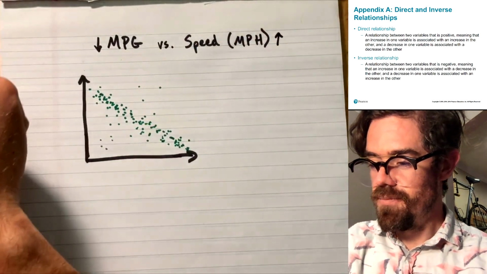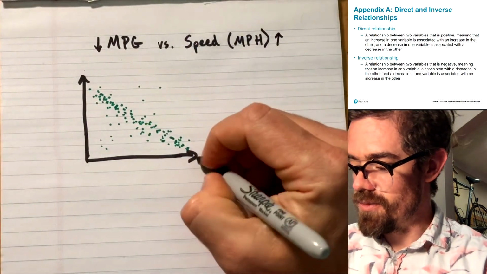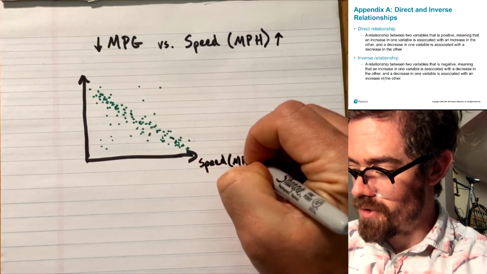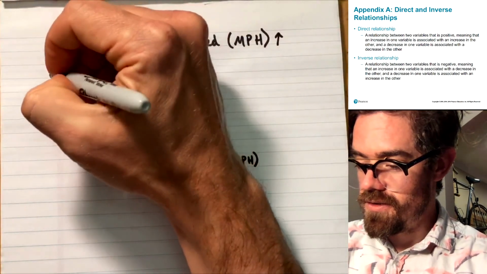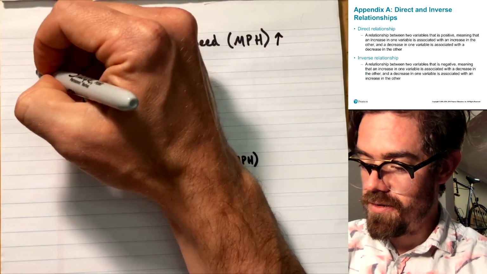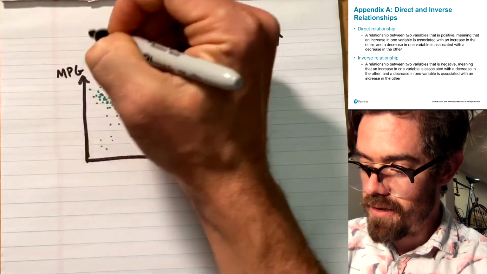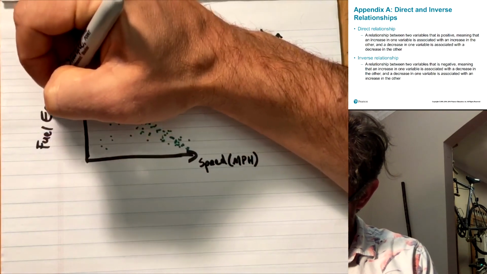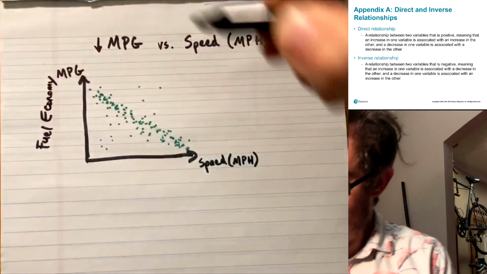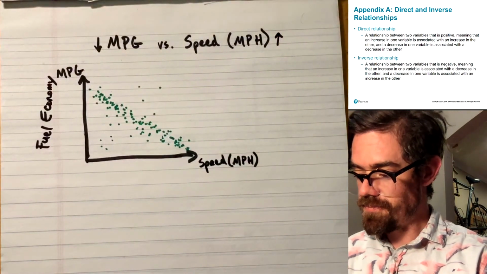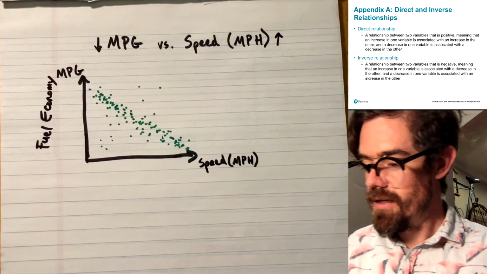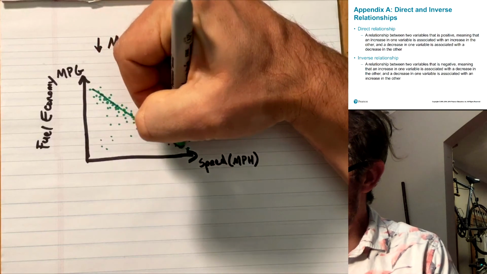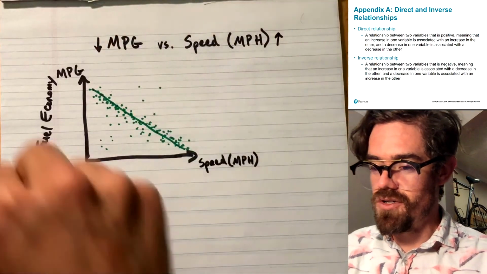Okay, and we said that speed causes miles per gallon, so speed is on the x-axis, measured in miles per hour. And this is fuel economy, miles per gallon. So fuel economy in miles per gallon, right? And if we draw an approximate line through those data points, it's a downward sloping line, right? So there's an inverse relationship graphically.